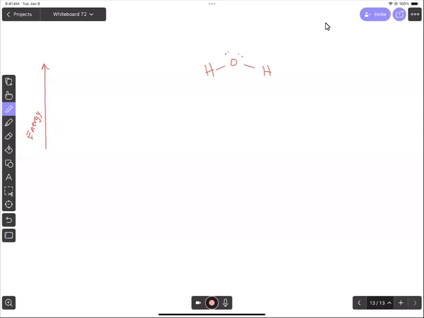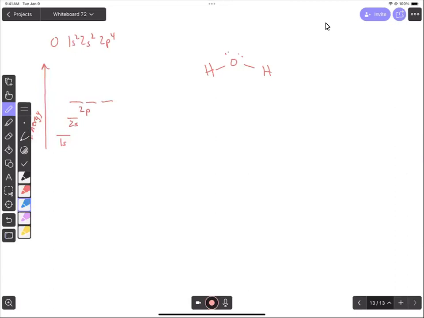So for oxygen, oxygen is 1s2, 2s2, 2p4. So here is my 1s orbital, my 2s orbital, and 1, 2, 3, 2p. Let's see. Got 1, 2, 1, 2, 1, 2, 3, and 4.